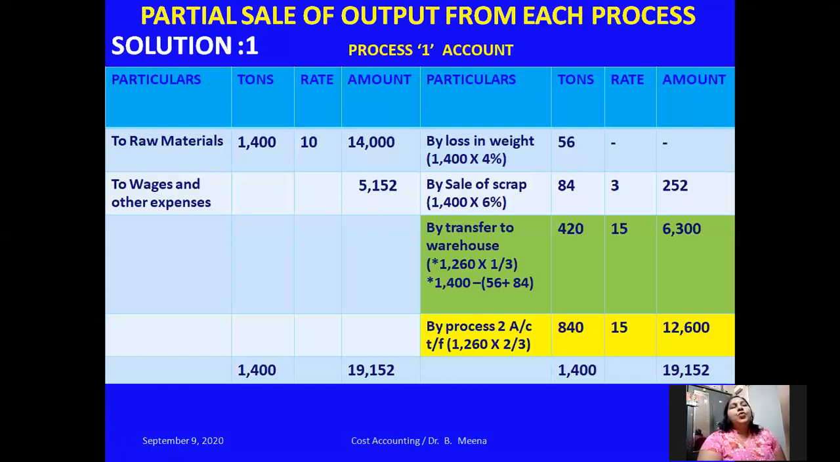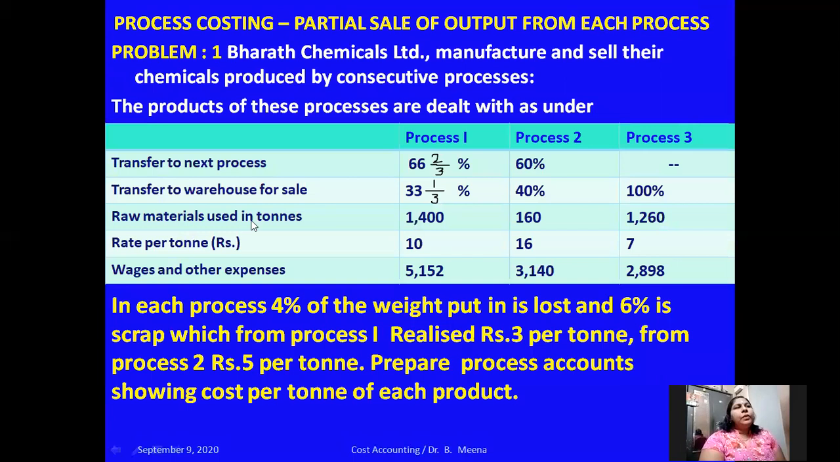Out of 1260, only 1 by 3 will transfer to the warehouse. How did I get 1 by 3? Look at that, transfer to warehouse for sale. Look at the percentage given under process one: 33 1 by 3 percent. I will take it as 1 by 3 also. 1 by 3 or 33 1 by 3 percent, both are the same. And 66 2 by 3 percent means I'll take 2 by 3.